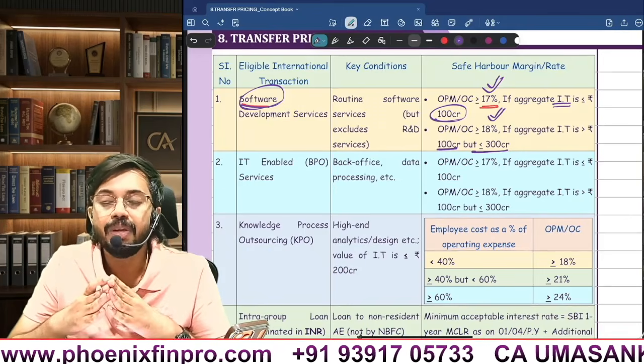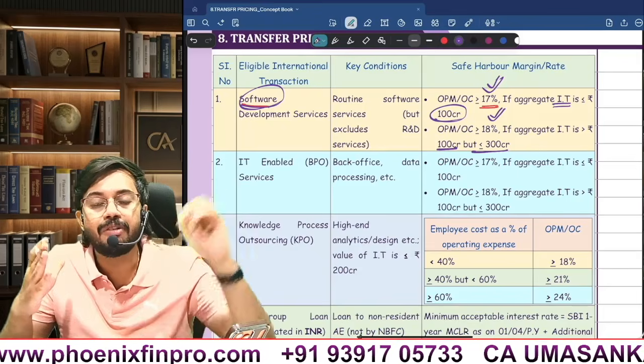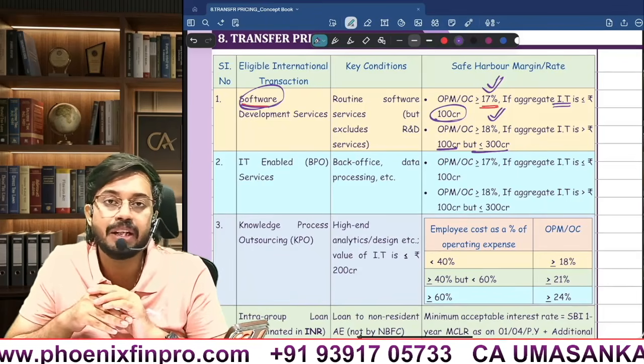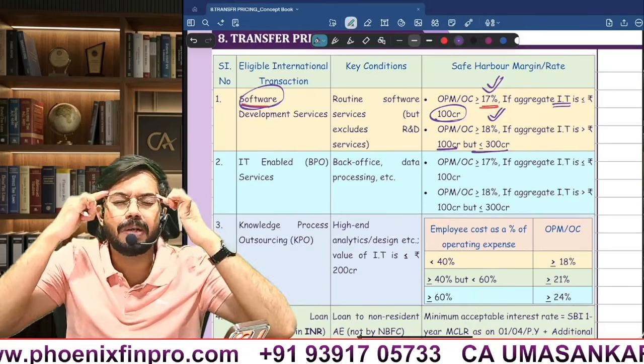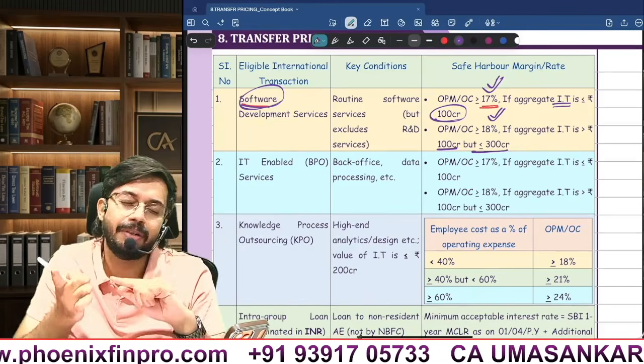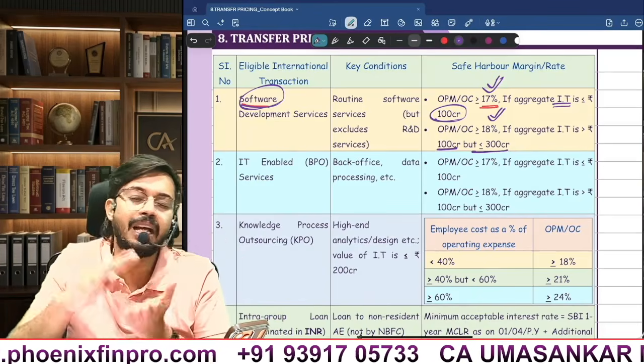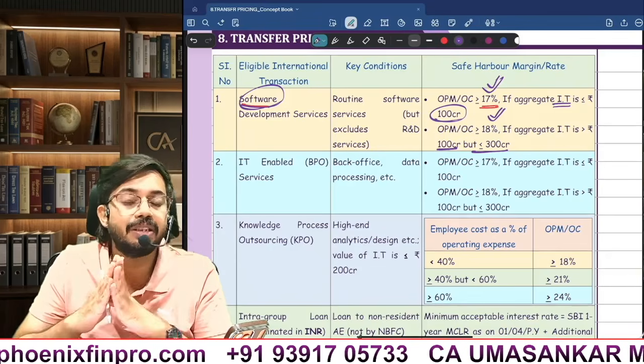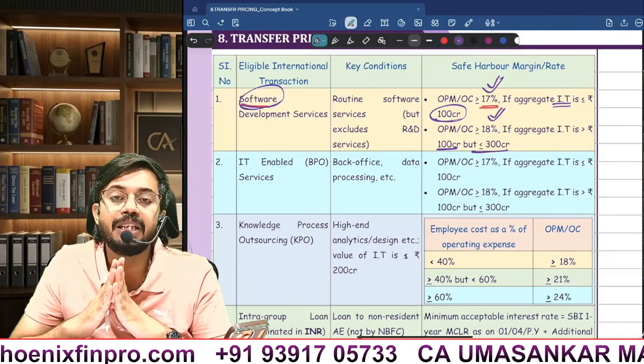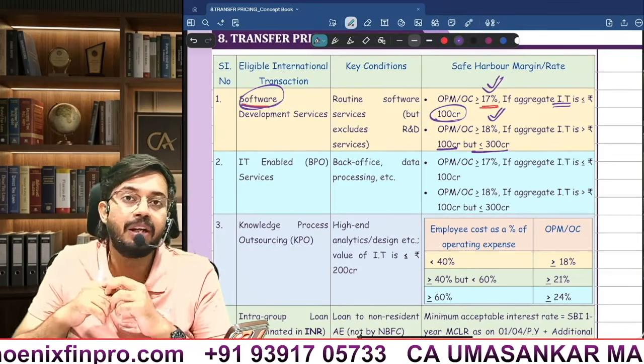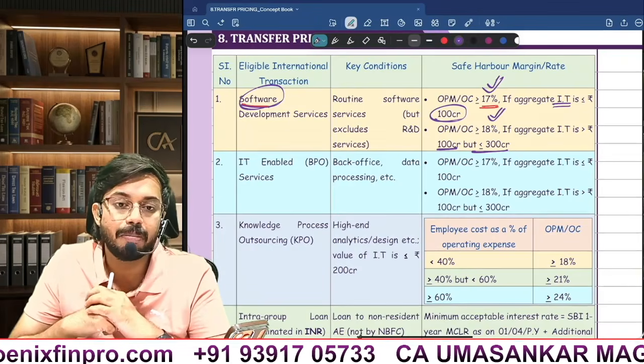So generally, whenever an Indian company is providing software development services to an associated enterprise, you have to remember two percentages, 17% and 18%. If the transaction value is less than 100 crores, a 17% margin is required to be maintained. If the transaction value is more than 100 crores and up to 300 crores, an 18% margin is required to be maintained.